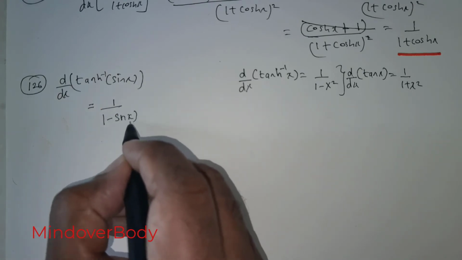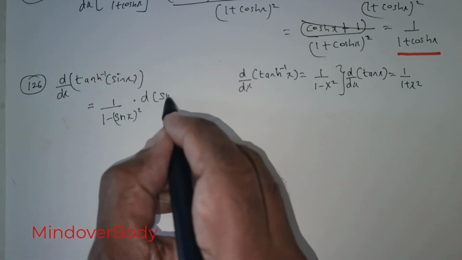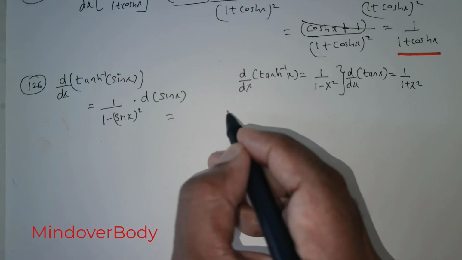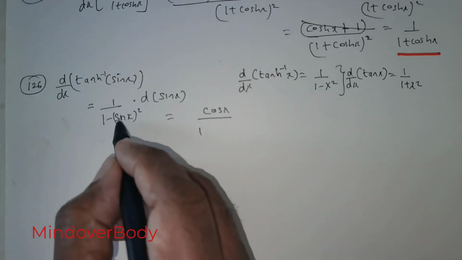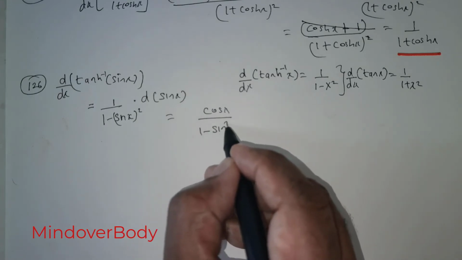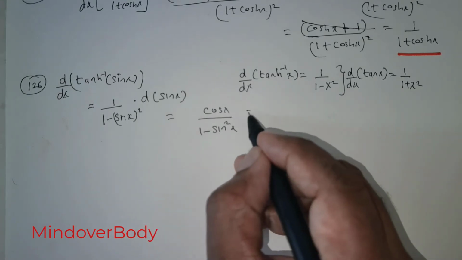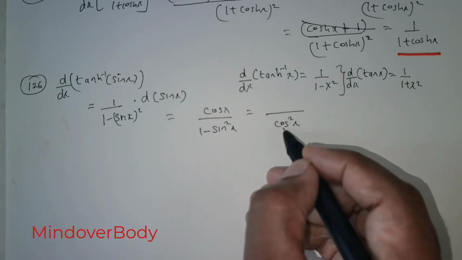So it's going to be sin x raised to the power of 2 times differentiation of sin x. Differentiation of sin x is going to be cos x. So 1 minus sin x raised to the power of 2 is going to be 1 minus sin squared x. Now we know that 1 minus sin squared x is cos squared x. So that's exactly what I'm placing here.